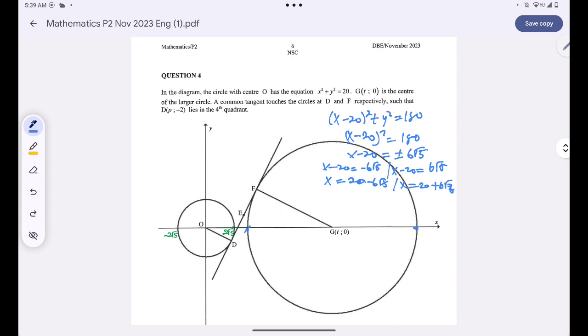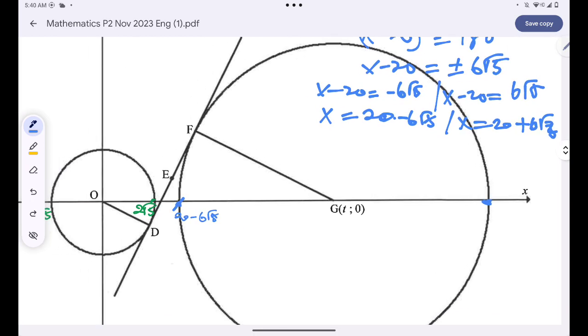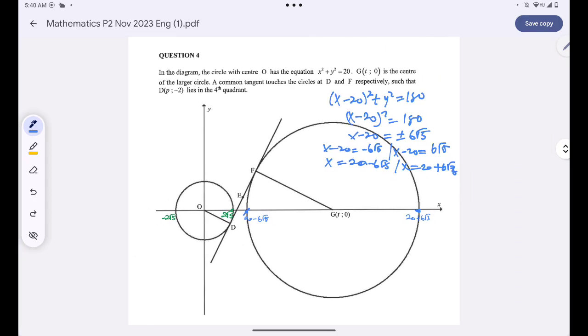These two are the same: we have a 20 and a 20, and 6 root 5 and 6 root 5. The one with the negative sign is the smaller one. So the x here is just 20 minus 6 root 5, and the x value here is 20 plus 6 root 5. Remember that, guys.